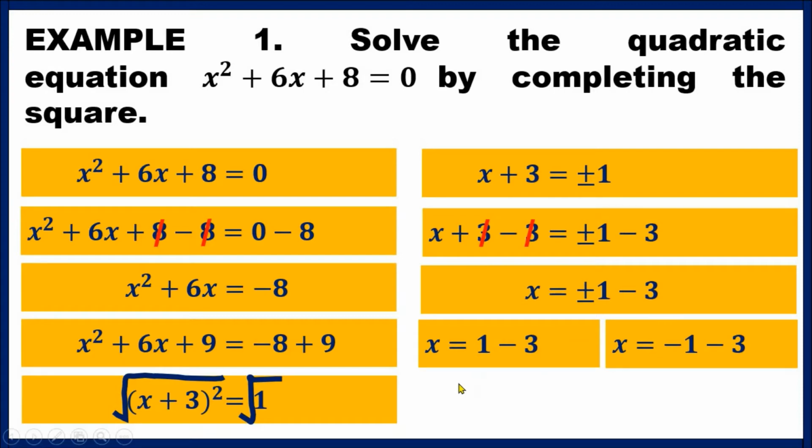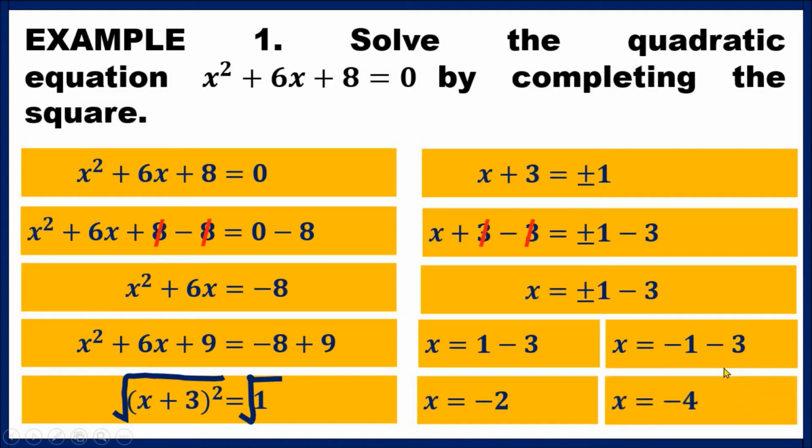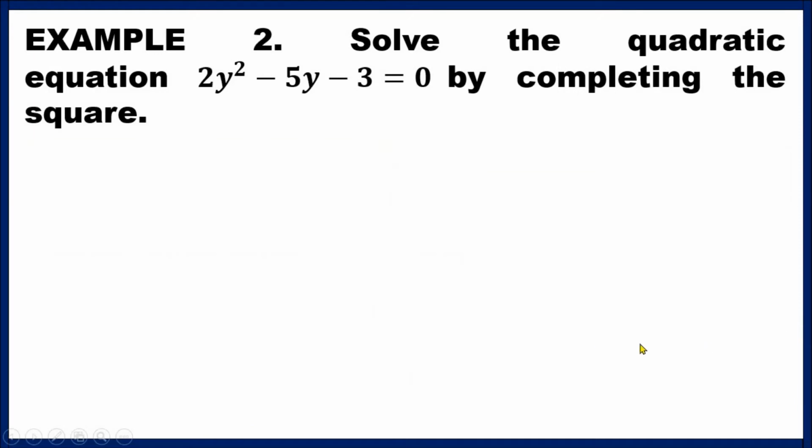One of the values of x is, when 1 is positive, we have 1 minus 3. When 1 is negative, negative 1 minus 3. 1 minus 3 here, x is negative 2. Negative 1 minus 3 for the second value of x is negative 4. So the values of x in x squared plus 6x plus 8 is equal to 0 are negative 2 and negative 4. Let's have another example.